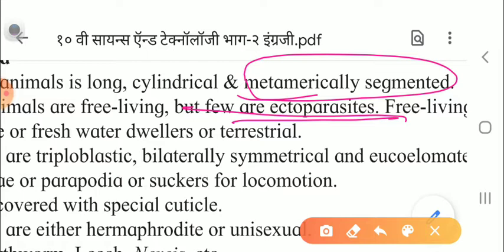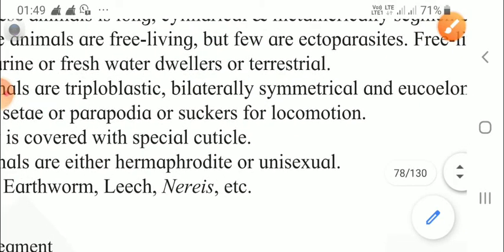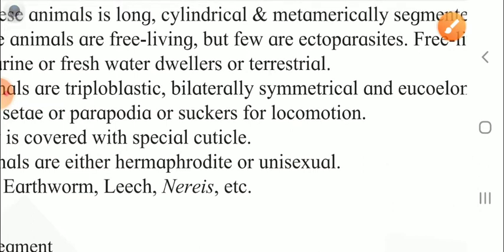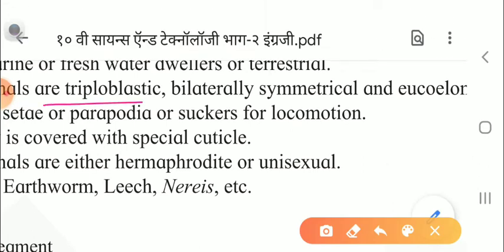Terrestrial means living on the land. Dwellers means their dwelling place or living place. Now these animals are triploblastic. That means they have three germ layers: ectoderm, mesoderm, endoderm. Then their body is bilaterally symmetrical.